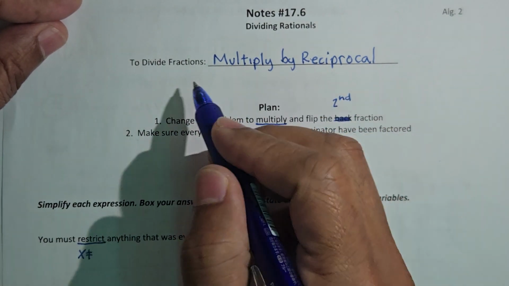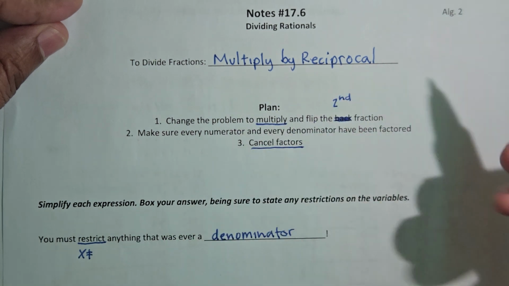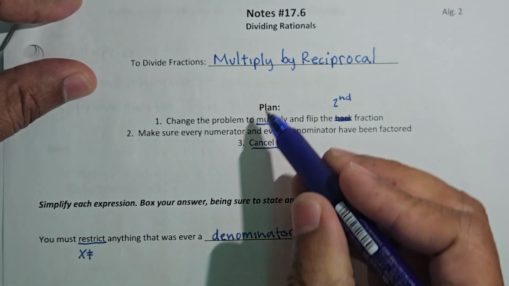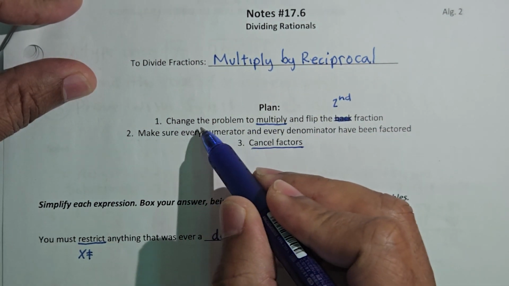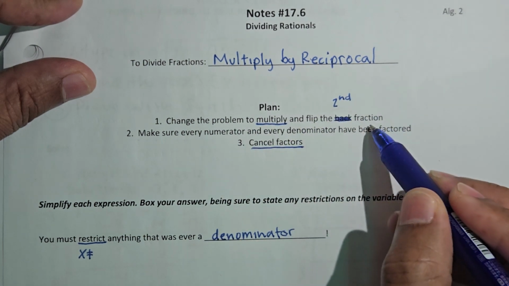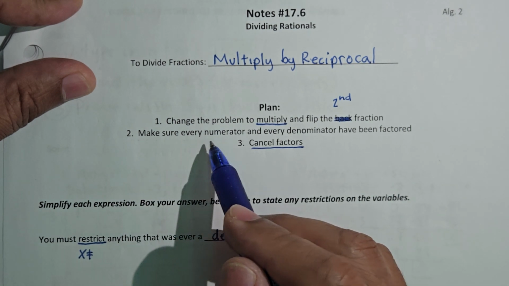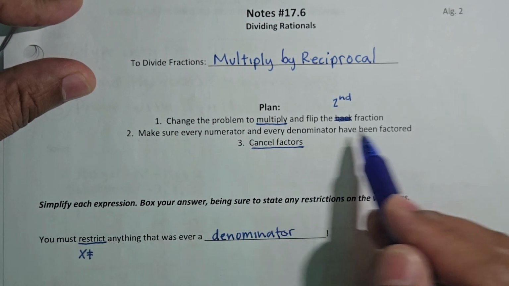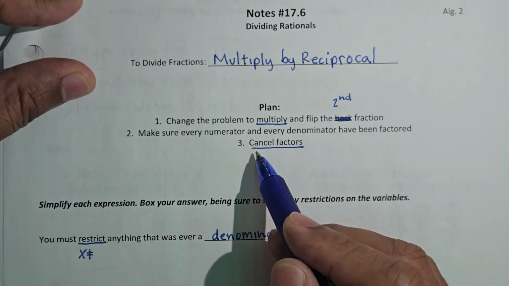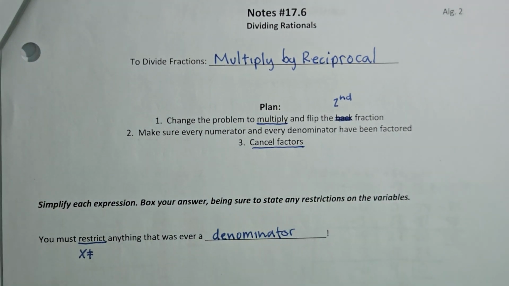To divide fractions or rational expressions, you end up multiplying by the reciprocal of the second term. So the plan is: first, change the problem to multiplication instead of division, and flip the second fraction. Second, make sure every numerator and every denominator has been factored. Step number 3 is to start crossing out or canceling factors that you have in common in the numerator and denominator.